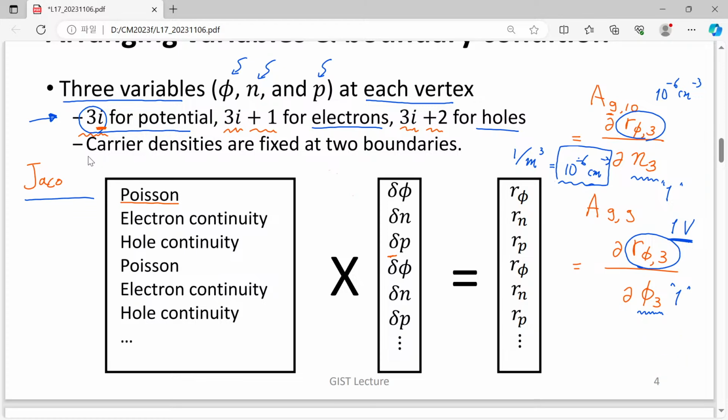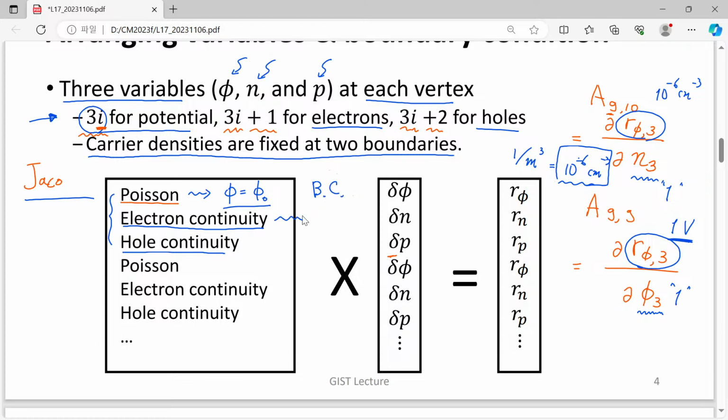The second line in this paragraph just shows that carrier densities are fixed at two boundaries. For example, let's say that this is a zeroth node, and here we have an electron continuity equation and a hole continuity equation. However, what was the boundary condition for our Poisson equation? We just said the electrostatic potential is the equilibrium electrostatic potential. Therefore, instead of solving the Poisson equation, we set the boundary condition.